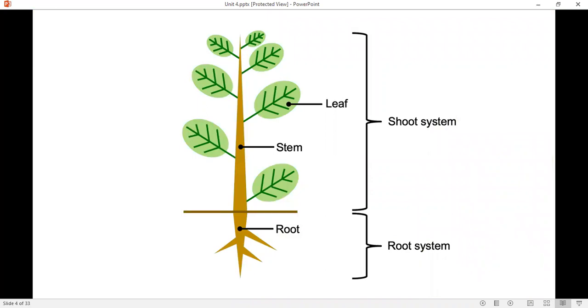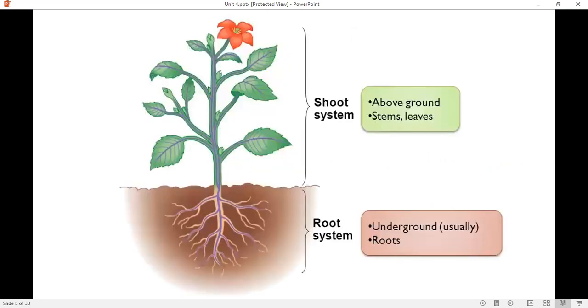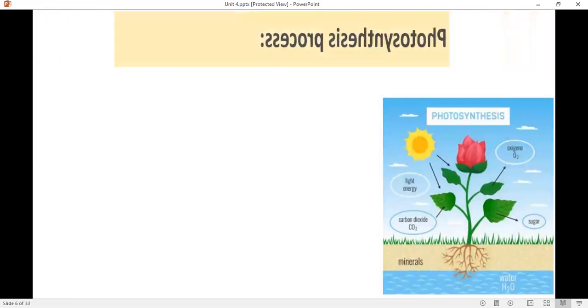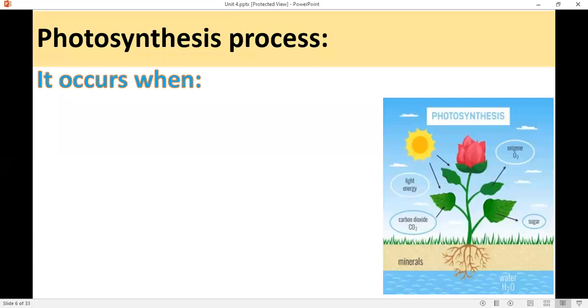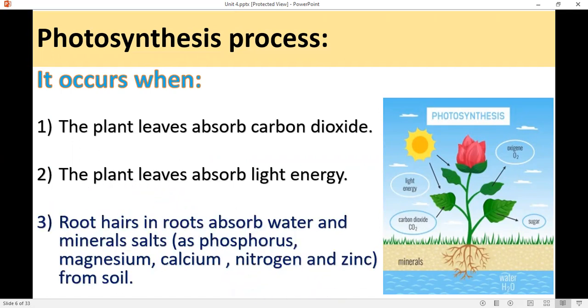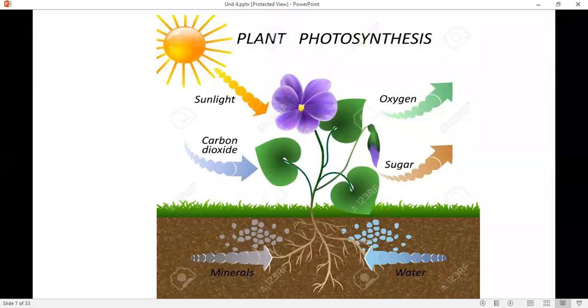So the root system and shoot system participate together in making the plant food by, yes, you know, the photosynthesis process. That's correct. So let's explain the photosynthesis process. First, the plant leaves absorb carbon dioxide from the air and absorb the sunlight that comes from the sun, and the root hair in roots absorb water and mineral salts such as phosphorus, magnesium, calcium, nitrogen, zinc, all these. So, as you can see, here is water and mineral salts.